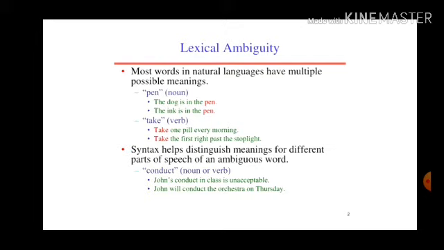Syntax helps distinguish meanings for different parts of speech of an ambiguous word. Okay, let us see "conduct." The first sentence is "John's conduct in class is unacceptable," and the second is "John will conduct the orchestra on Thursday."